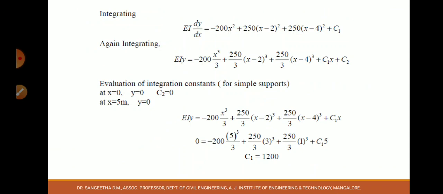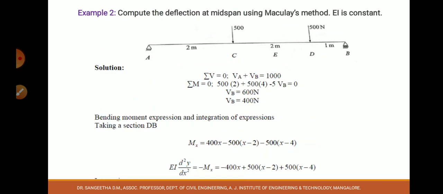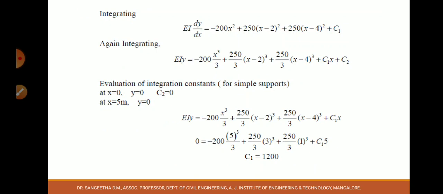So now again integrating, EI dy by dx is minus 200x square plus 250, see here the plus remains as it is, 500 into (x minus 2) whole square divided by 2. So there is no problem with the minus sign here, you can directly integrate it, plus 500 by 2 into (x minus 4) whole square divided by 2. When 500 by 2, it turns to be 250, plus C1. Again integrating, you have the second expression, EI into y is minus 200 x cube by 3 plus 250 by 3 into (x minus 2) whole cube plus 250 by 3 into (x minus 4) whole cube plus C1x plus C2.